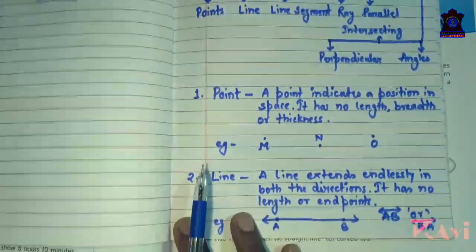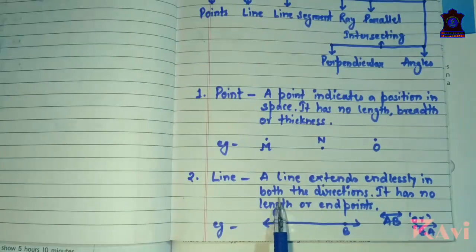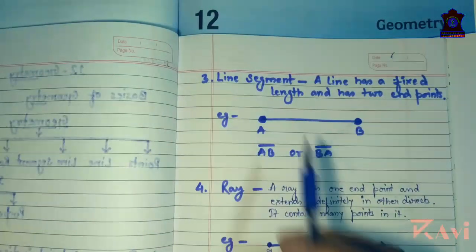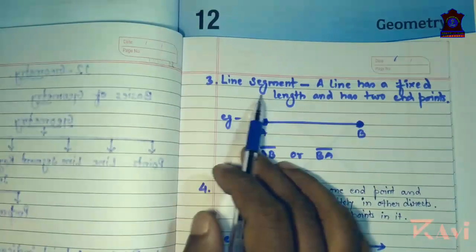Now next is line. A line extends endlessly in both the directions. It has no length or endpoints. For example, look at this line. See, when you find arrows on both the sides, it indicates it is a line. A line AB. We can read it like line AB or line BA. Clear?